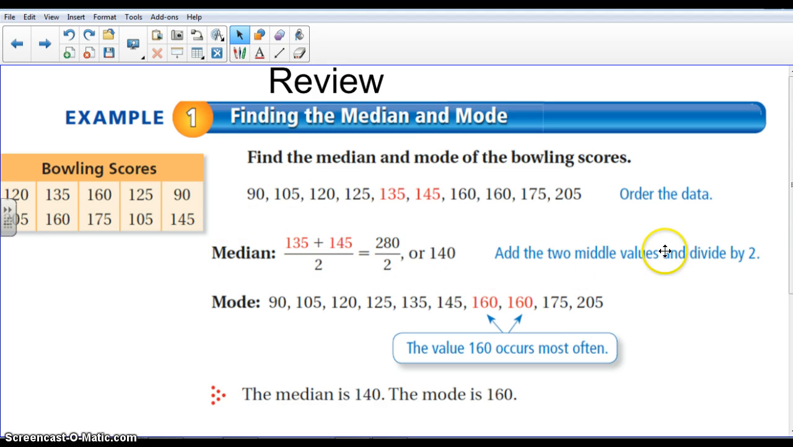Okay, so you're adding the two middle values because it's even. An even amount of numbers on this side, and an even amount over here, so you have to average the two. The mode in this data is only one mode, and it's 160. Easy enough. Please find the median and the mode on page 404 on your own. Pause this video. When you're done, come back for the answers.